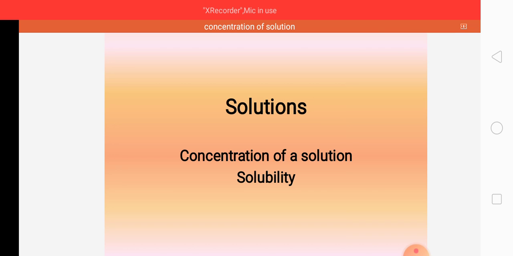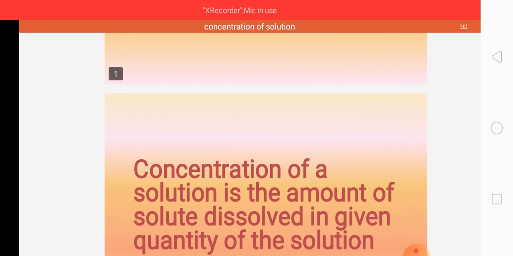Before going into the topic, let us recollect what we have already learned about solution. Now, what is a solution? A solution is a homogeneous mixture of two or more substances. Then we classified and learnt about true solutions, suspensions, colloids, all those things. So today, let us begin with a new topic, concentration of a solution.